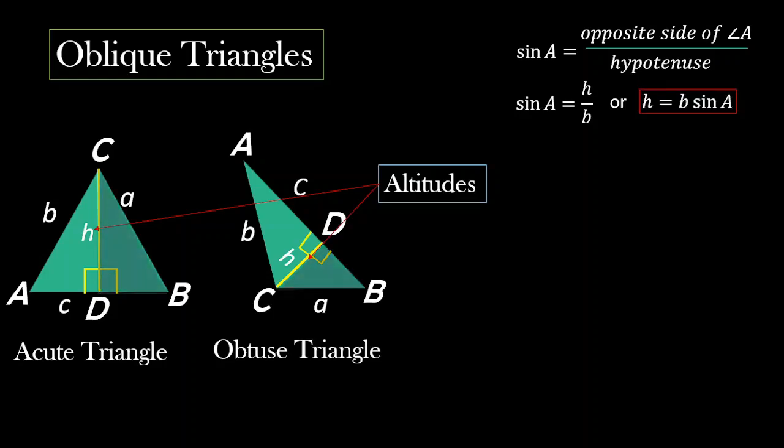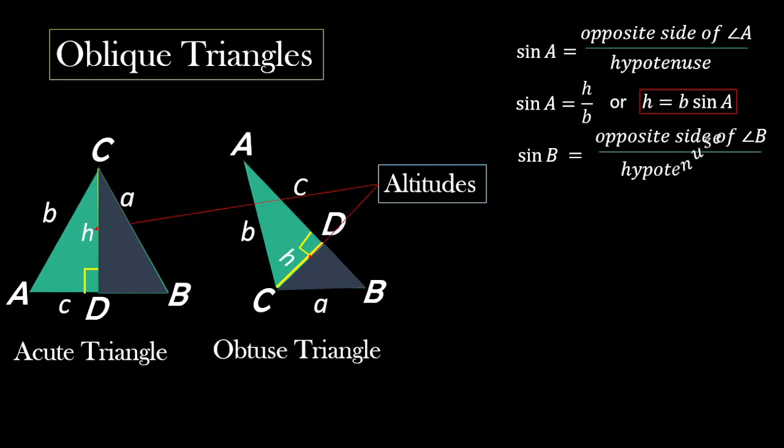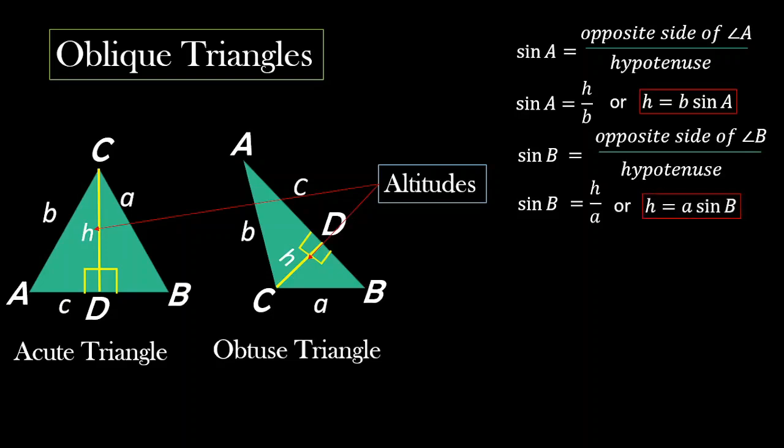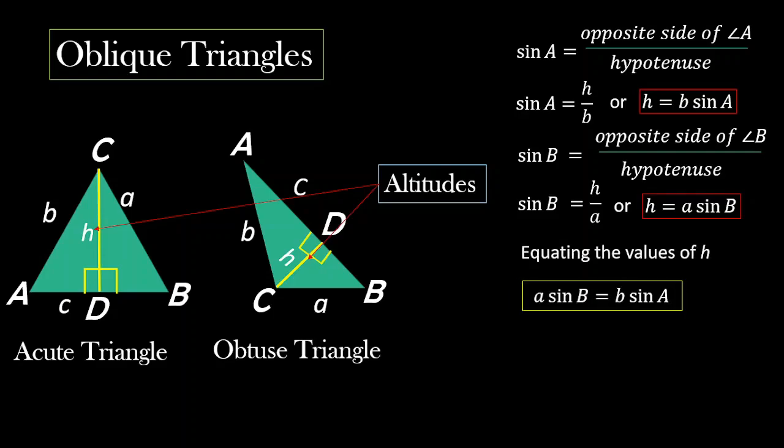Next, analyze the right triangle CBD. We apply the sine function to the acute angle B from the right triangle CBD. It gives us sine B is equal to the opposite side of angle B over the hypotenuse. That is also equal to h over a. Deriving for the value of h, now we have h is equal to a times sine B. Equating the values of h, it gives us a sine B is equal to b sine A.